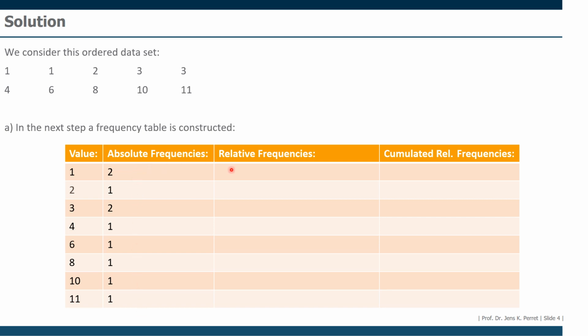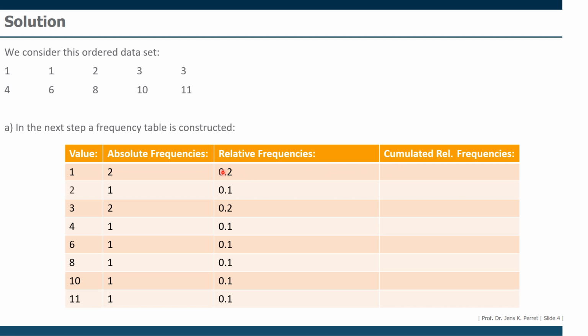If I now want to add also relative frequencies, I can simply add up all the absolute frequencies and divide each of the absolute frequencies by the sum, giving me the relative one. So I have 10 observations here, so each of these values divided by 10 gives those values. Then finally, I'm only left with the column for the cumulated relative frequencies.